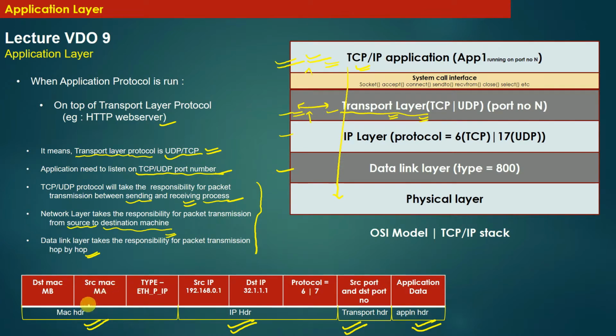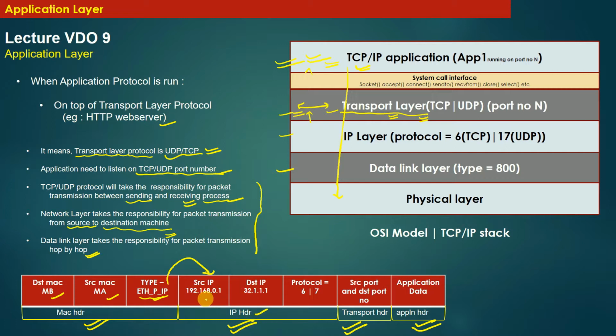So you can see that the MAC header contains the destination MAC address as well as source MAC address. The type field contains the identifier which identifies the protocol running above the data link layer. So this is a constant value, which is 0800, and it means that the protocol running above the data link layer is the IP protocol, and IP protocol has its header called IP header.